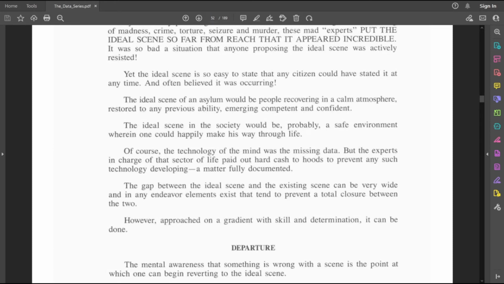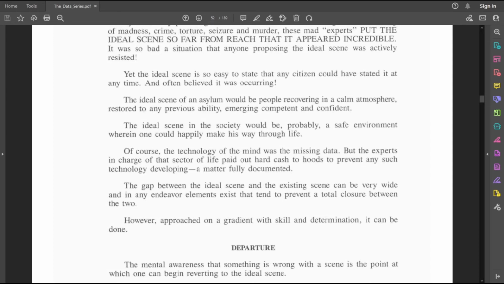The ideal scene in the society would be probably a safe environment wherein one could happily make his way through life. Of course, the technology of the mind was the missing data. But the experts in charge of that sector of life paid out hard cash to hoods to prevent any such technology developing, a matter fully documented. And there's the conspiracy mindsets.